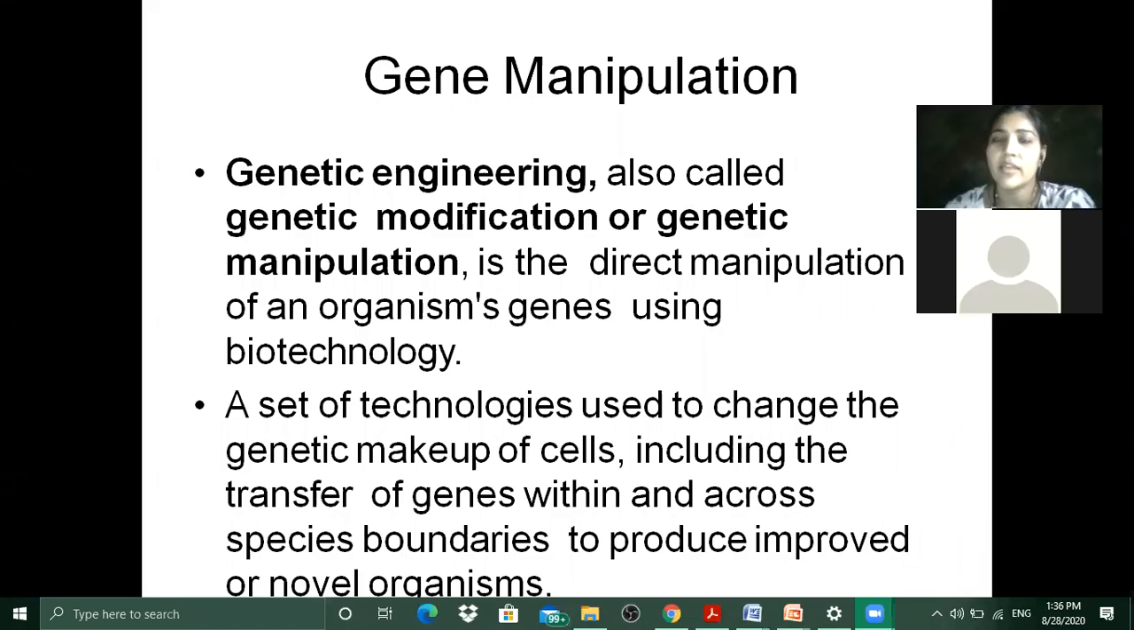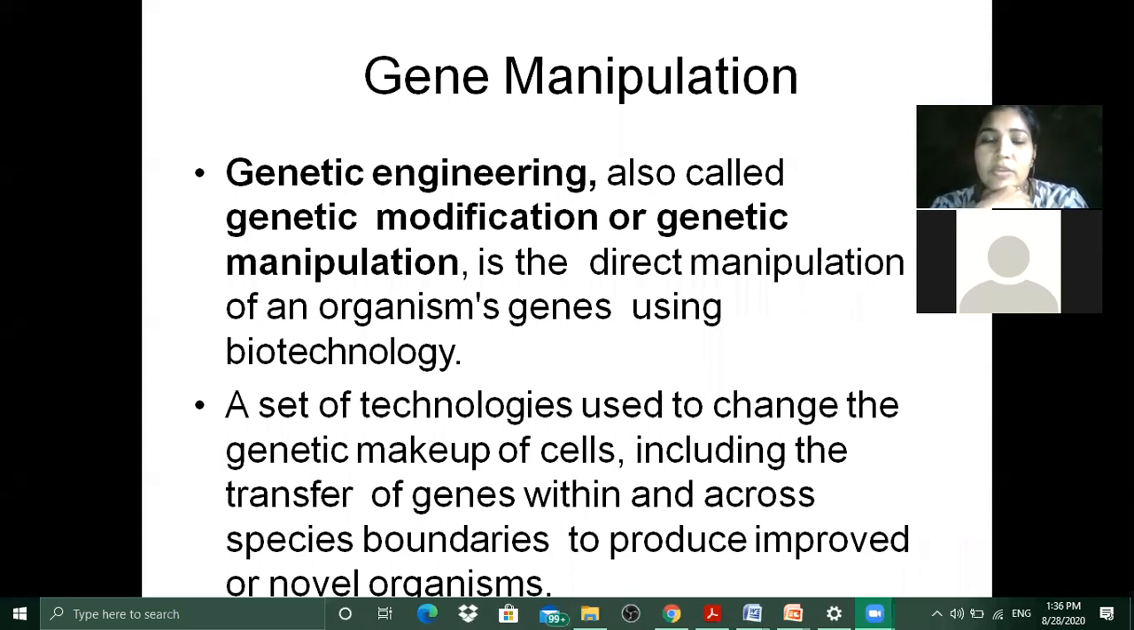Okay, so we are talking about gene manipulation, and we are going to see a step-by-step process of how the segments that we have learned so far are connected together to make this genetic modification happen. Genetic engineering is also called genetic modification or genetic manipulation.